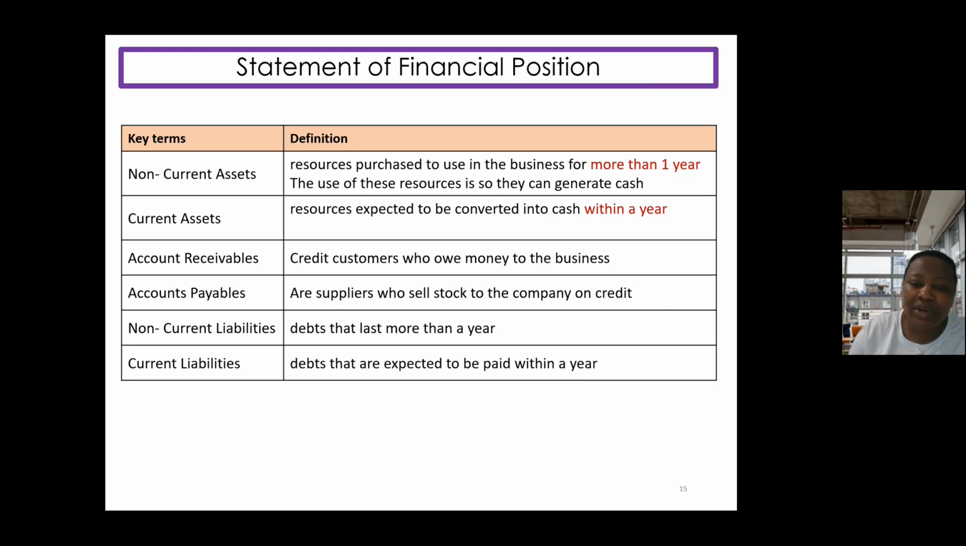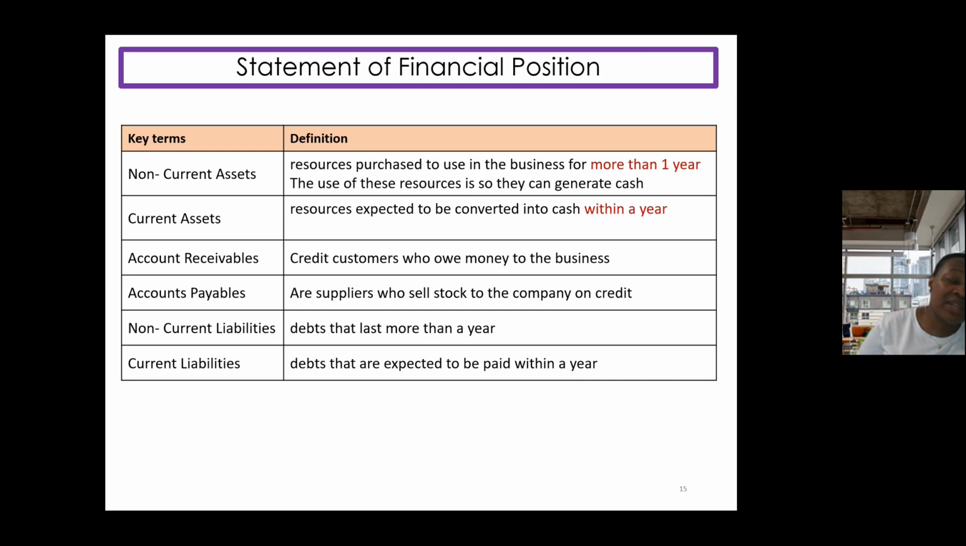Account receivables are what credit customers owe to the business. So they are our debtors. What these credit customers owe is what we call the account receivables. What we owe our creditors, we call account payables. So they are suppliers who sell stock to us on credit, they are account payables. So those are what we're owing our suppliers.